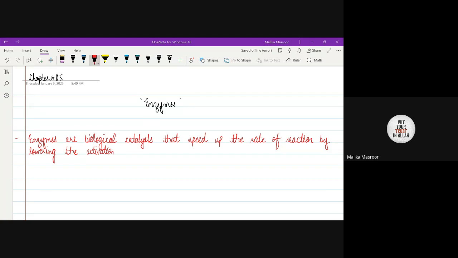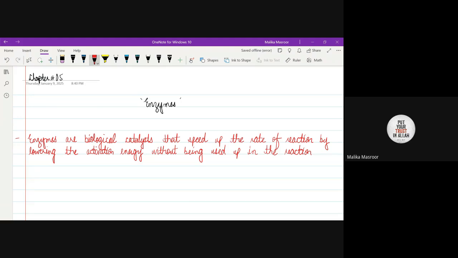One thing that I would like to add is, how do they speed up the rate of reaction? That is by lowering the activation energy required. Is this clear? Lowering the activation energy without being used up in the reaction. At this point, just add this in your definitions. How are they speeding up the rate of reaction? By lowering the activation energy. Is this clear? Yes. Very good.